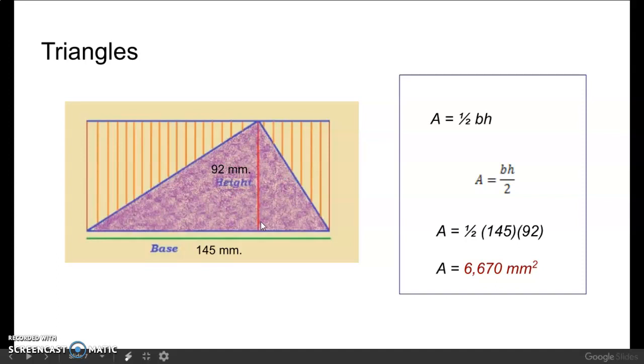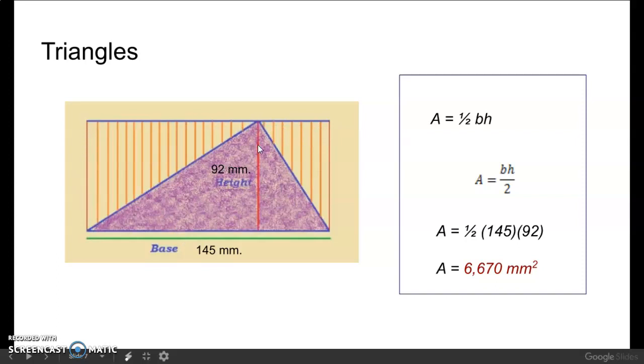The red line here is the height, okay, sometimes referred to as the altitude. This meets the base at a right angle, just like parallelograms, right? And then I want you to see what happens here. Once you have this line in here, you can split the triangle up into basically 2 parts, and then you can draw a rectangle for each part. Okay, just make sure that this line at the top is parallel to the base and goes right through the vertex here, right? And then here's your rectangle.